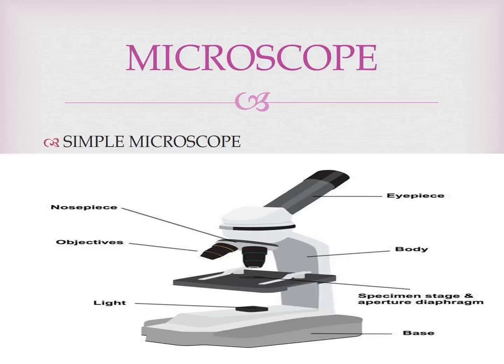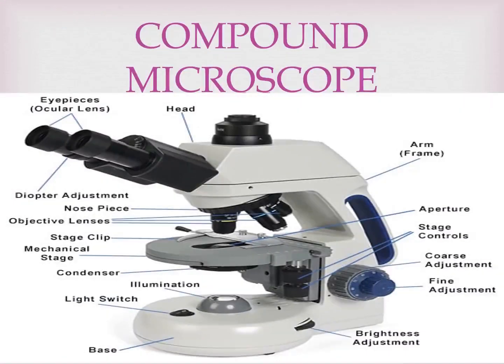To read small letters clearly, we can use a simple microscope. To observe parts of flowers, insects, etc., we can use a simple microscope. To observe fingerprints in the field of forensic science, the simple microscope is used. For detecting the fingerprints, the simple microscope is used.